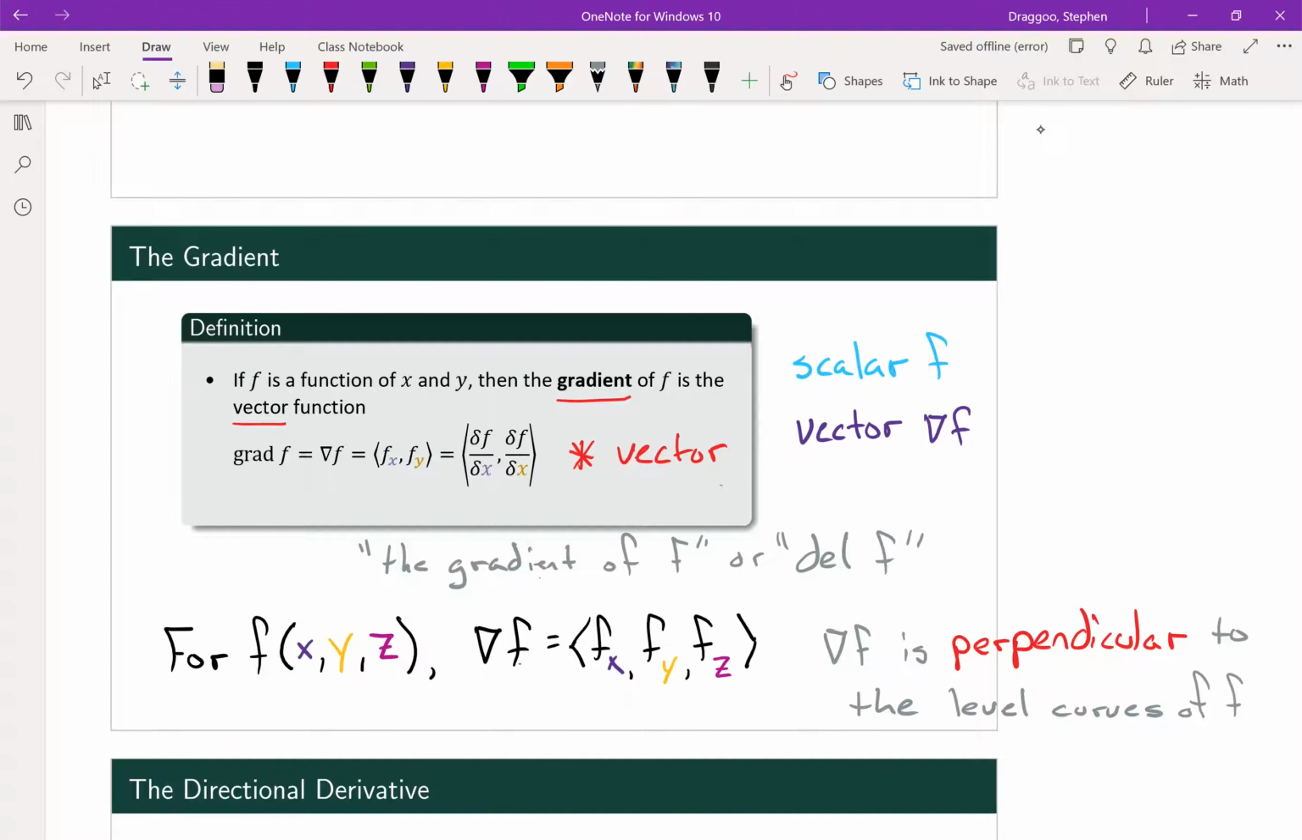And the gradient of f is always going to be perpendicular to the level curves of f. So if we have some shape, like a surface, then the gradient should be normal to whatever surface we have. So again, if our function f describes a surface, the gradient is normal to that surface, or perpendicular to its level curves.